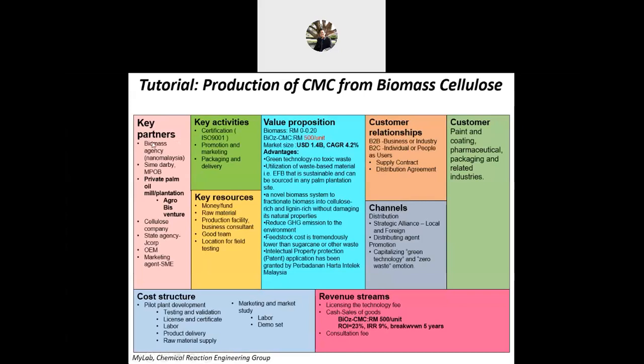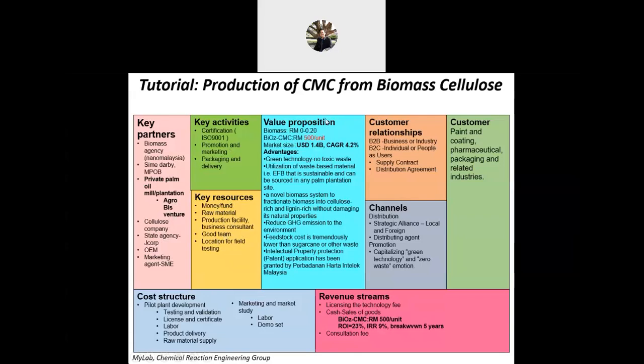Key partner. This is our key partner. To apply this project, if we can market the product CMC, our business partners during this project are going to be Sandarbi and POB, right? Agrobis Venture. So all these are our partners, Slows Company, Jacob, OEM. Key activities, for example, are promotion and marketing, packaging and delivery. Key resources are definitely money, raw materials, a good team, and location for fields.